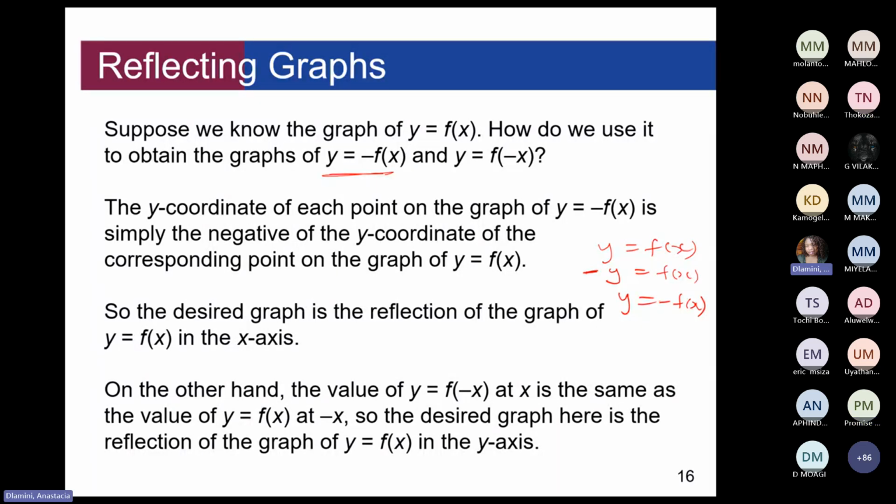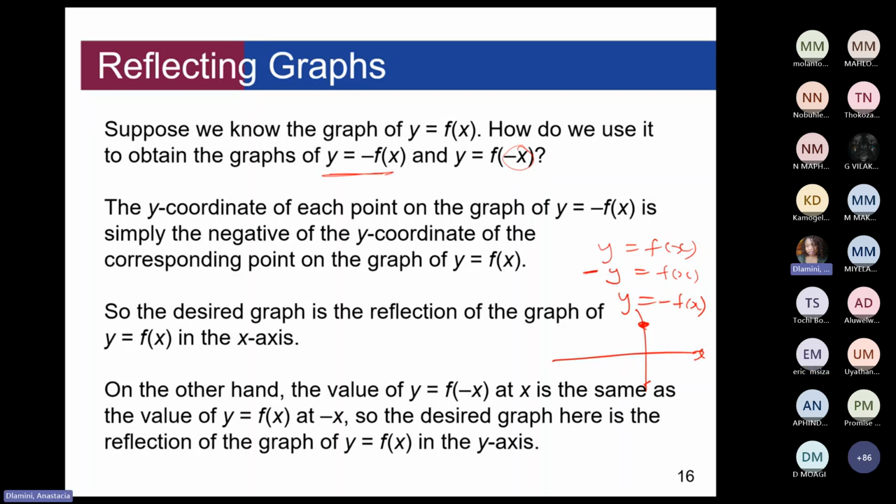And the only way you can change the y values is to jump the x-axis in the Cartesian plane, from here to here. Meaning you are reflecting about the x-axis. Now, if you introduce a negative in front of x, you are reflecting about the y-axis. Makes sense? Yes, ma'am.